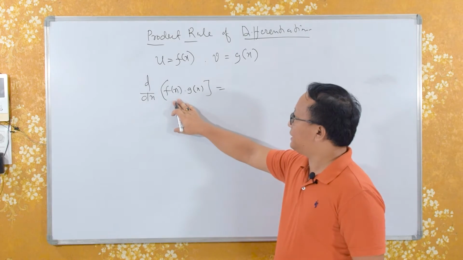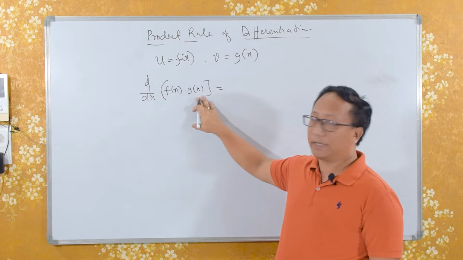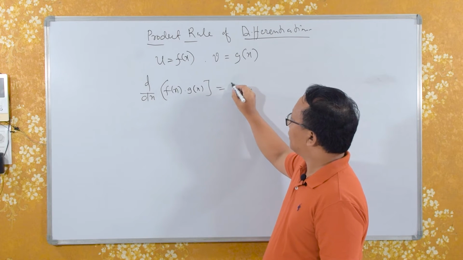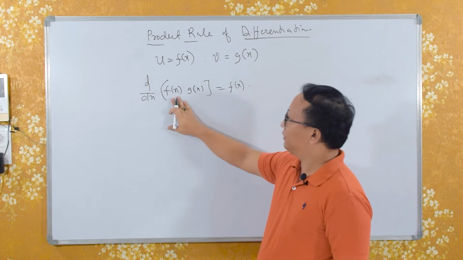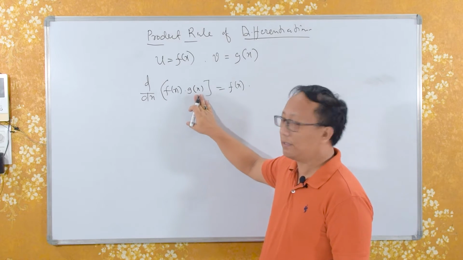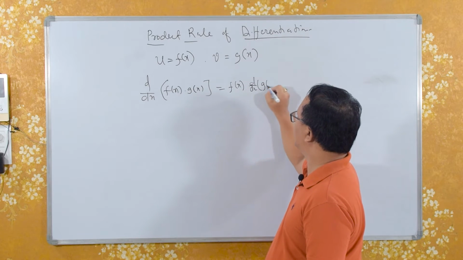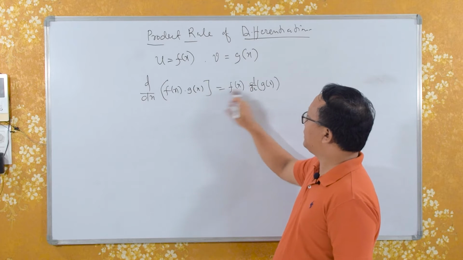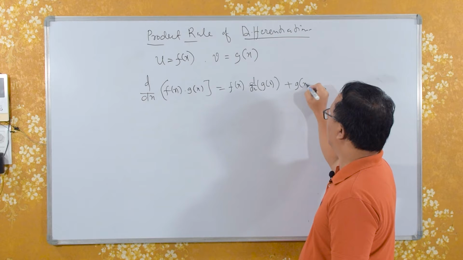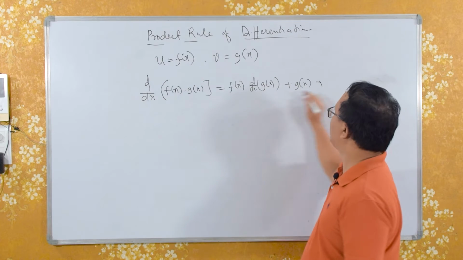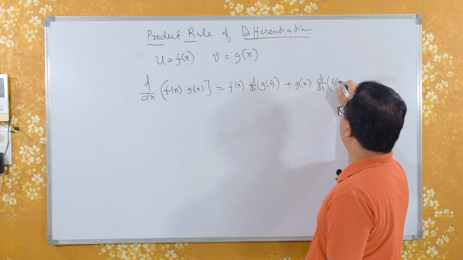Let's consider f of x as the first function, g of x as the second function. Now, keep f of x as it is, and differentiate g of x, that is d by dx of g of x. Since this differentiation gets over, keeping it as it is, differentiate the rest one, d by dx of f of x.